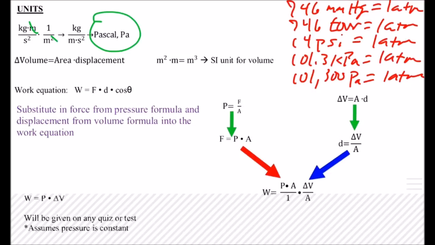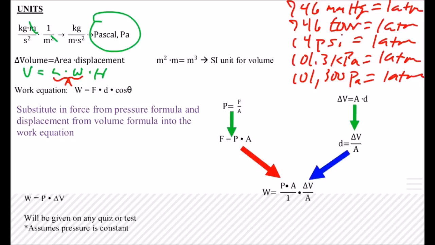All right, let's look at volume, okay? We know that the formula for volume is length times width times height. And if length times width is area, then we could say an alternate formula for volume is area times height, or area times some displacement. And if we measure length and width and height in meters individually, then the unit for volume is going to be meters cubed.